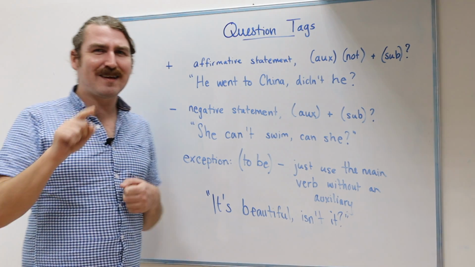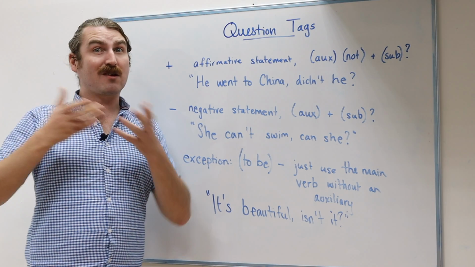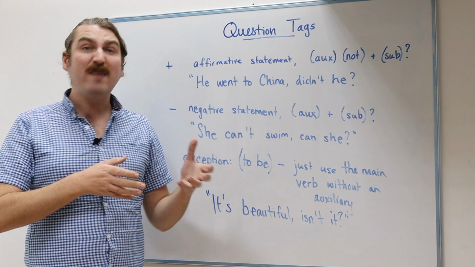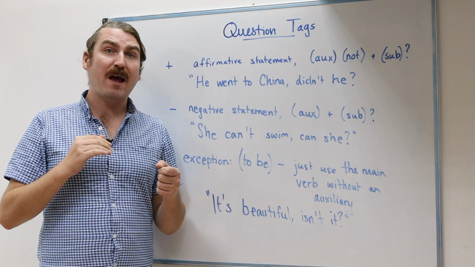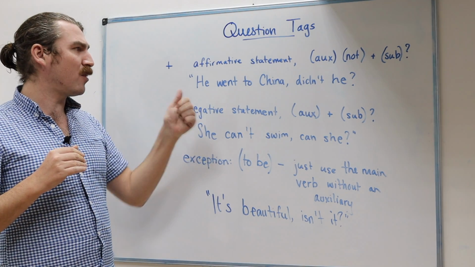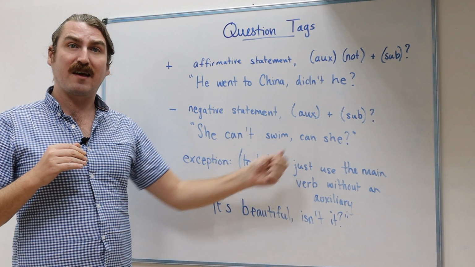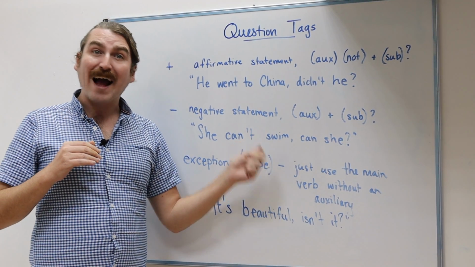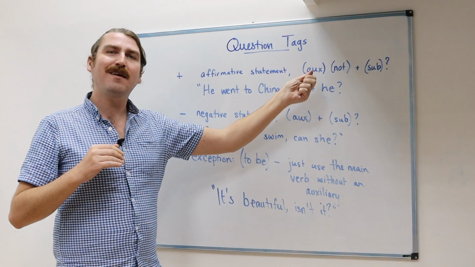Now, there's an interesting thing that happens when we use question tags, because we can use them either to confirm something or to question something. This is based on the intonation that we use. If we use a falling intonation, we are asking for confirmation. For example, he went to China, didn't he? But if we use a rising intonation, what we're doing is we're actually asking a question. He went to China, didn't he?